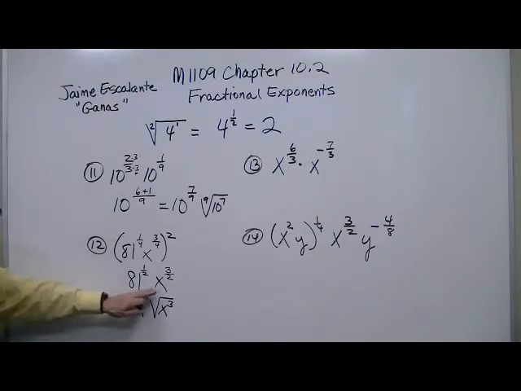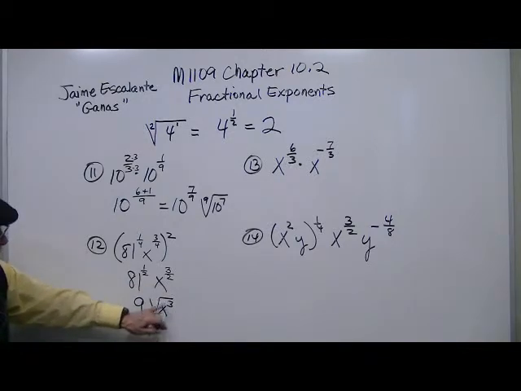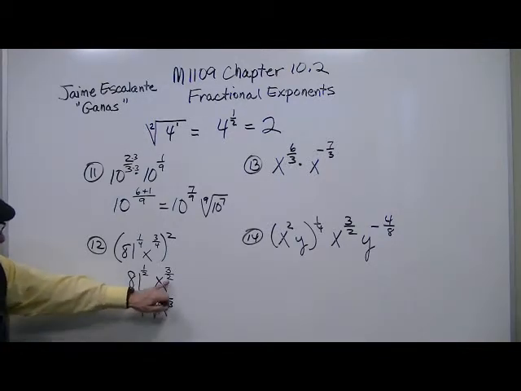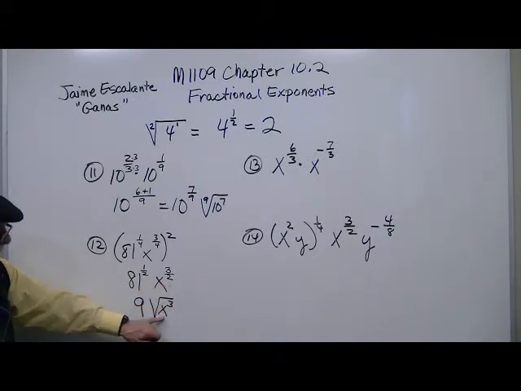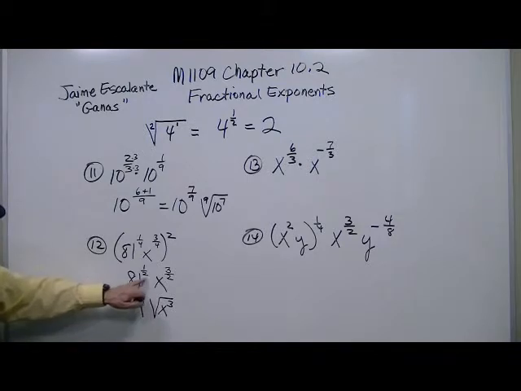Now again, if they didn't want it in radical form, you could have left it this way. These two are equivalent. Here's fractional exponent, there's radical form. But we do want to take the square root of 81 to get the 9.